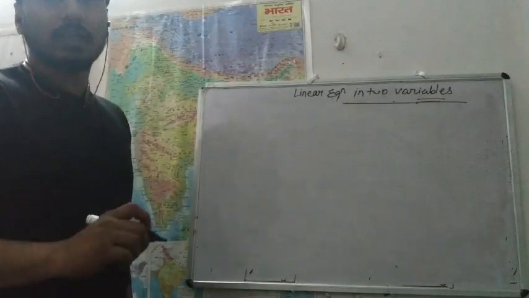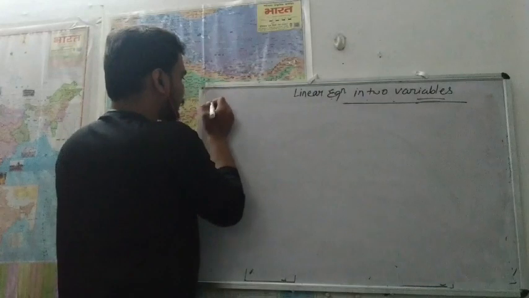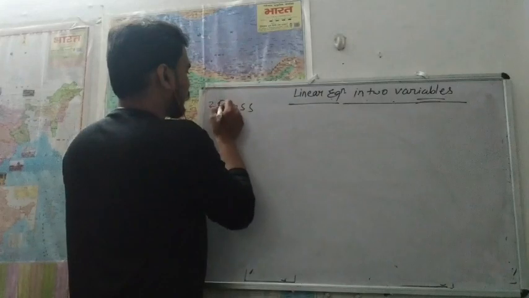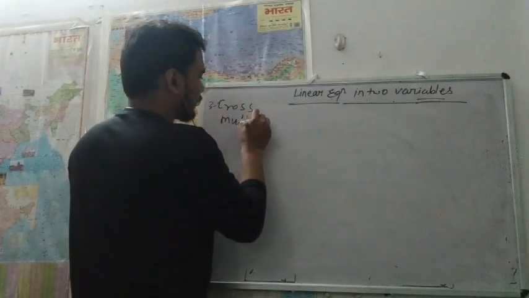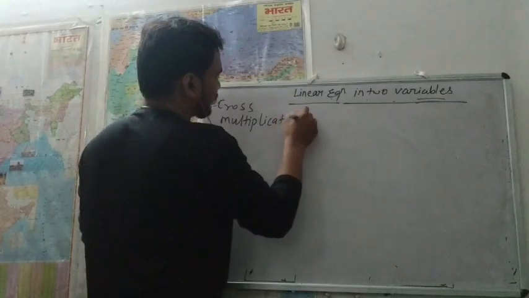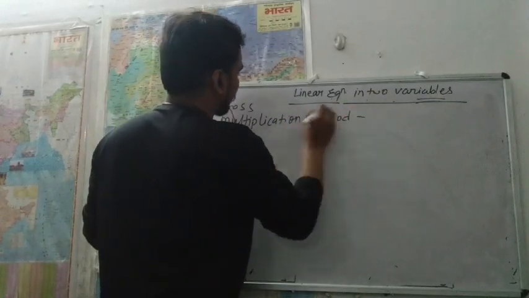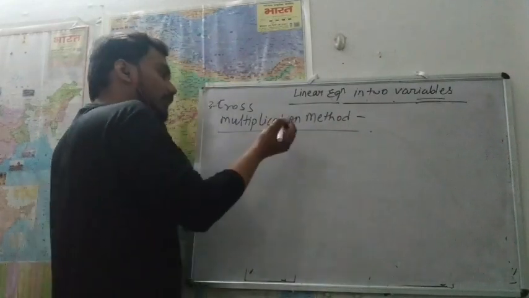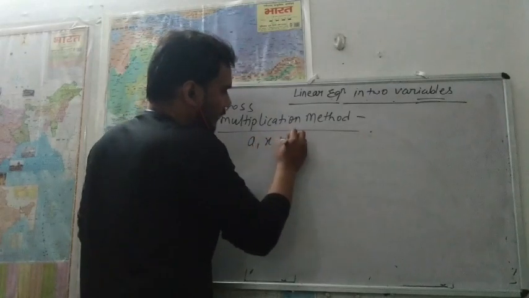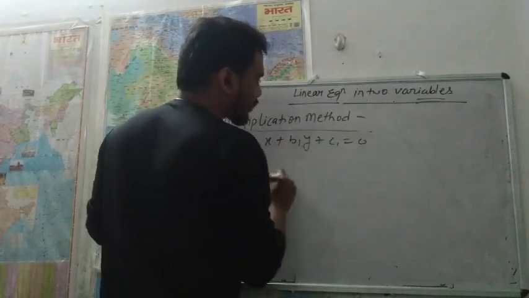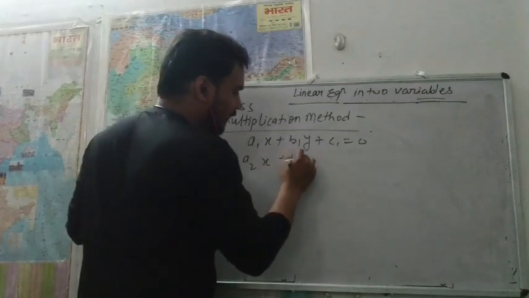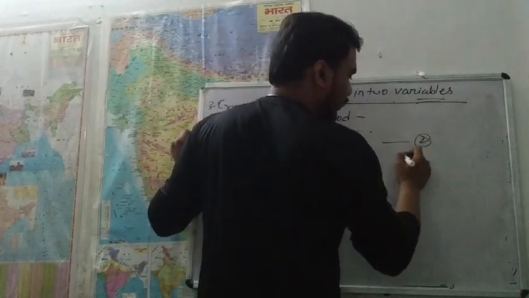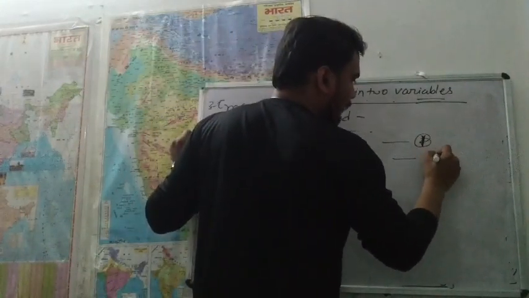In the cross multiplication method, let us consider the general equations. Number third was the cross multiplication method. Let us consider two equations in general form, like a1x plus b1y plus c1 is equal to 0, while a2x plus b2y plus c2 is equal to 0. These two are the general equations, equation number 1 and equation number 2.